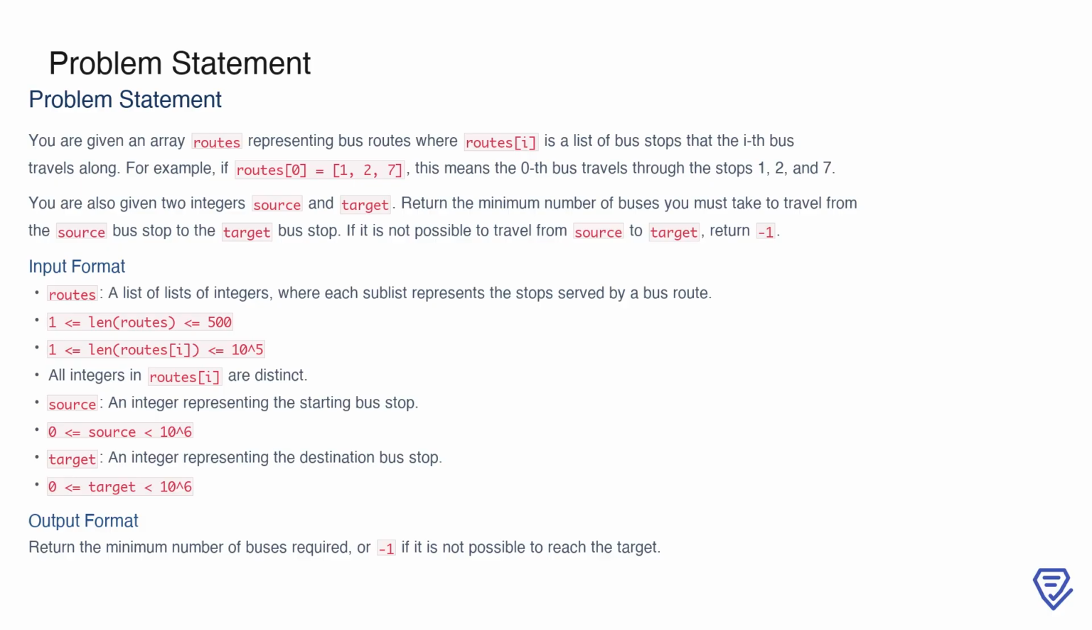Along with this, we are given two integers, source, the starting bus stop, and target, the destination bus stop. Our goal is to figure out how many buses we need to take to get from the source to the target. If it's not possible to reach the target from the source using the given routes, the function should return -1. To solve this, we need to account for the constraints, such as the number of routes, the number of stops in each route, and the range of the bus stop IDs.